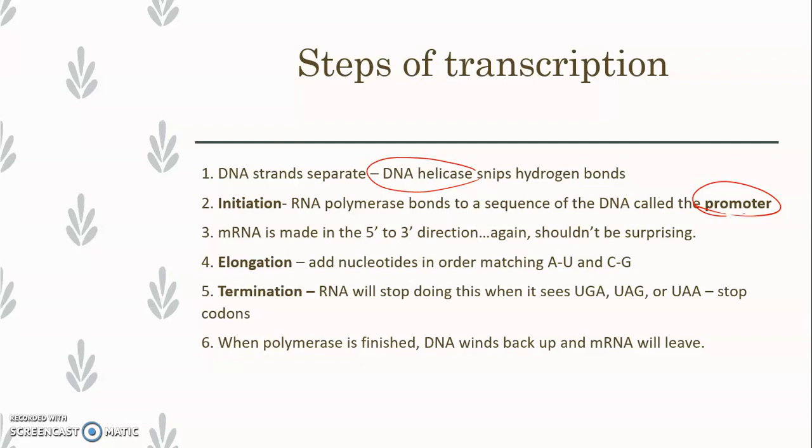The RNA will stop being made when the RNA polymerase sees a stop codon. So when it makes the UGA or the UAG or the UAA, the RNA polymerase is like, nope, I'm out of here, I'm done, peace out, this was a stop. And so basically the RNA polymerase just falls off of the DNA, and the DNA winds back up into its double helix, and the mRNA goes to get processed, and then the mRNA can leave the nucleus.